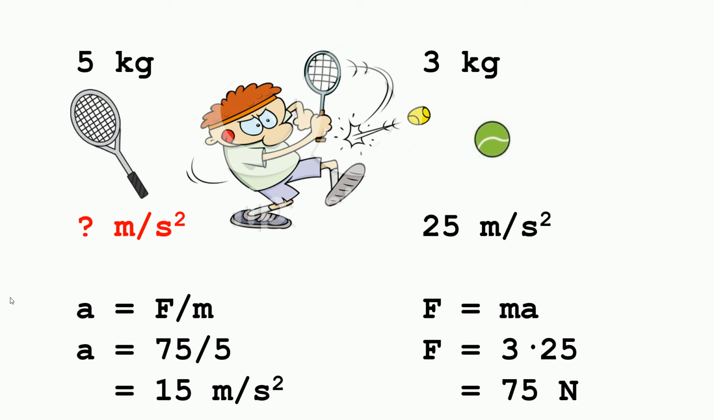So now we have our answer, which is 15 meters per second squared is the acceleration of the tennis racket.